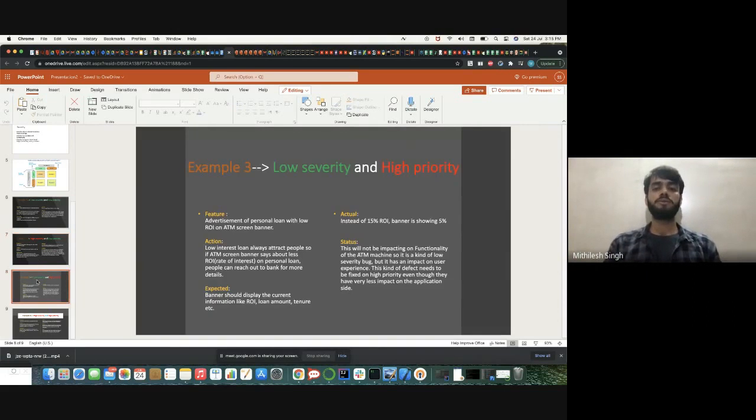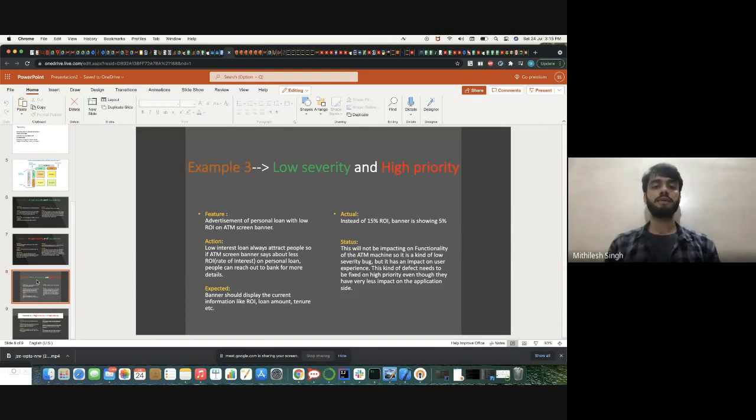Okay, now the third one, low severity, high priority. Low severity in the sense the bug will not be impacting the feature very much. High priority means there is a need to fix it on a high priority basis, right? The developer should fix it very soon.